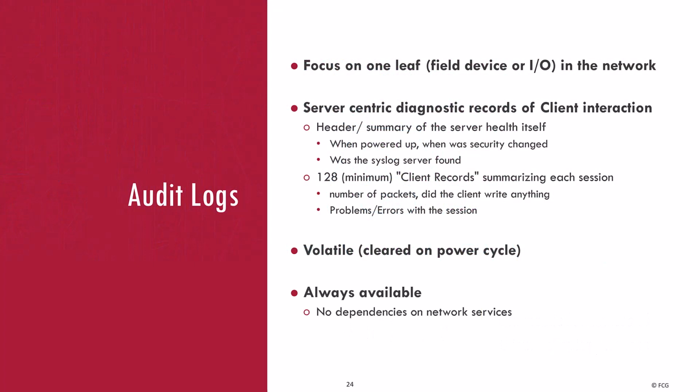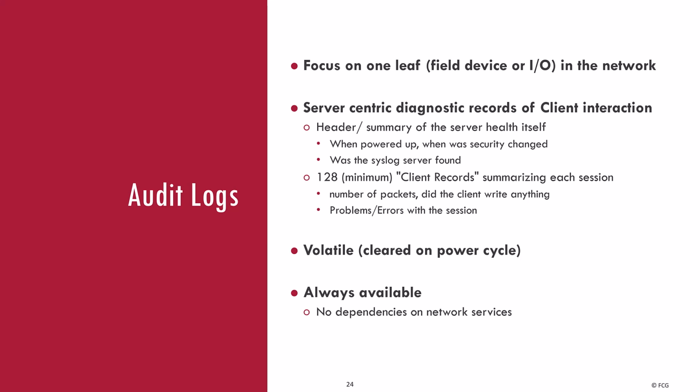Audit logs focus on one leaf, a field device or an I/O within the network. They provide summaries of client interaction with that device. The audit logs consist of a header which summarizes the general health of the field device, and then a minimum of 128 records that summarize each session that has been connected to over time by clients.